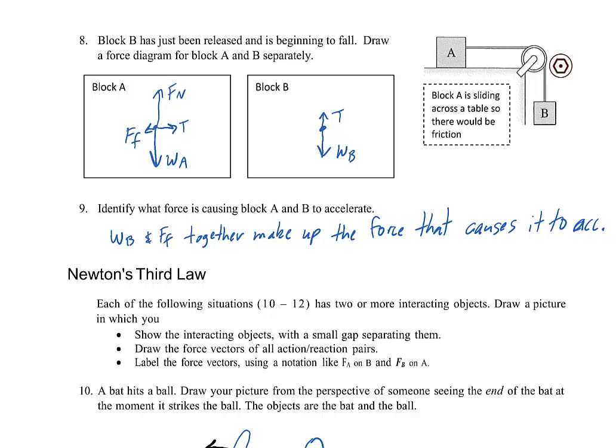This video is for pages 3 and 4 from our conceptual packet. So looking at number 8, we've talked about a problem like this before.